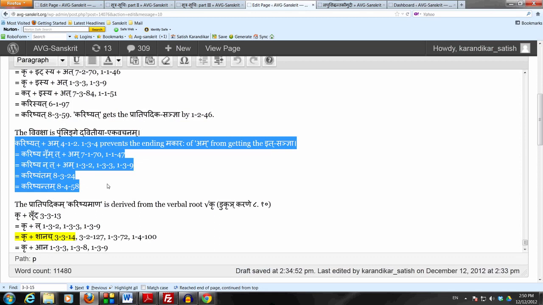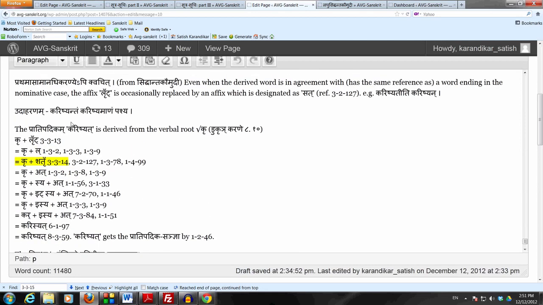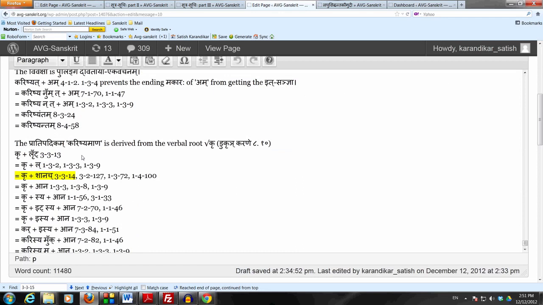And finally, when we take an Atmanipadam example, we derive the Pradabhikam Karishyamana. The example is Karishyamanam Pashya. So we don't have Prathama Samanadhikaranyam, and we derive this from Karishyamana. Again, starting with the same verbal root Kru, Dikrin Karane, we bring in Lit by 3-3-13, the same steps as before.